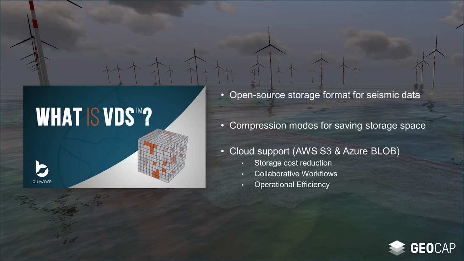VDS is an open source format, which is quite new. It's a format for seismic data created by Bluware. It's vendor neutral and offers a variety of compression algorithms to help save on storage space, depending on your needs. Plus, it supports streaming directly from cloud storage like Amazon S3 or Azure Blob. This doesn't just cut down on storage cost, it also enables more collaborative workflows and enhances operational efficiency.